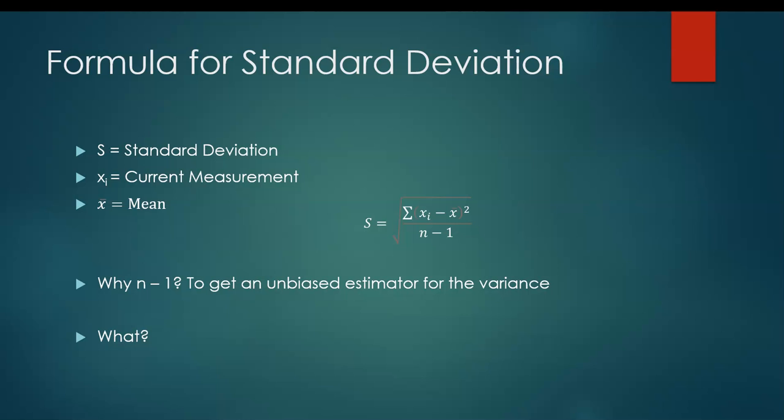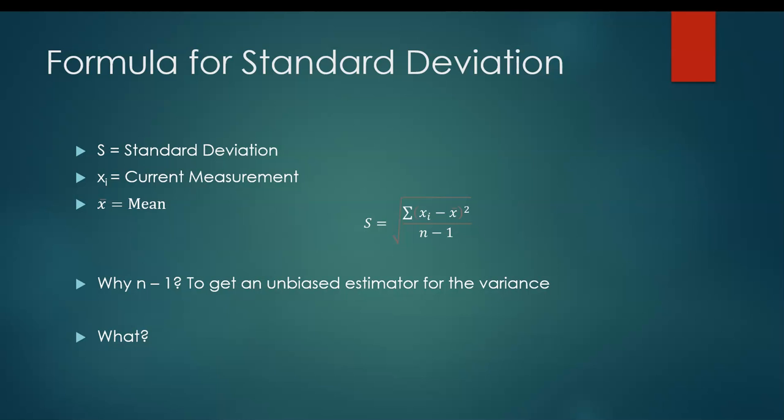So here's the formula for standard deviation. So we use S again. S is our standard deviation. x sub i is our current measurement. Basically, it's the same variable, the same equation that we use to calculate variance. So the summation of x sub i minus the mean squared divided by n minus 1, and we take the square root of that value, and that gives us our standard deviation.